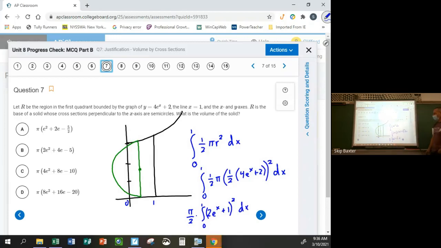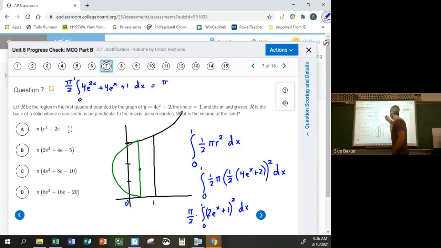Okay, I can see why this one's a little challenging. How do you integrate that? Yeah, you have to FOIL it out. There's really no other way to do this other than FOILing it out. So this ends up being pi over 2, integral from 0 to 1. If you FOIL that out, you get 4e to the 2x, that's 2e to the x times 2e to the x, and then you get plus 4e to the x plus 1. Everybody okay with that FOILing?